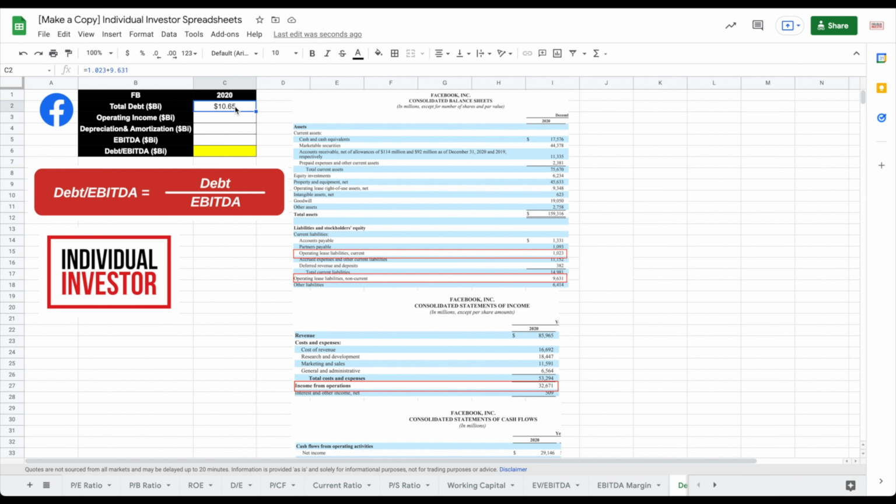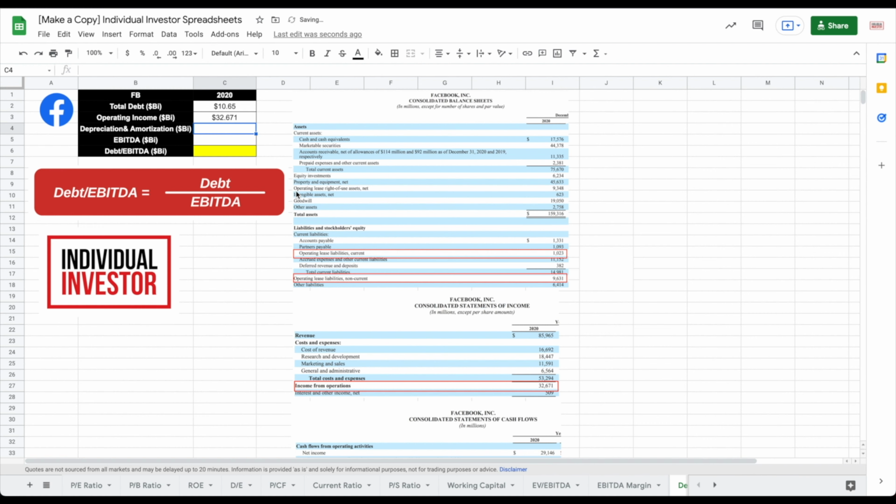That's it. For EBITDA, we're going to need the operating income, and then we need to add the depreciation and amortization. So the operating income, that's in the statement of income. Here we have it in the second screenshot. You can see here again inside the red box the income from operations. That's $32.671 billion. Perfect.